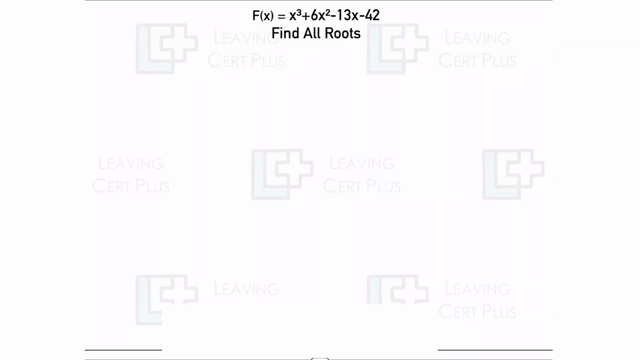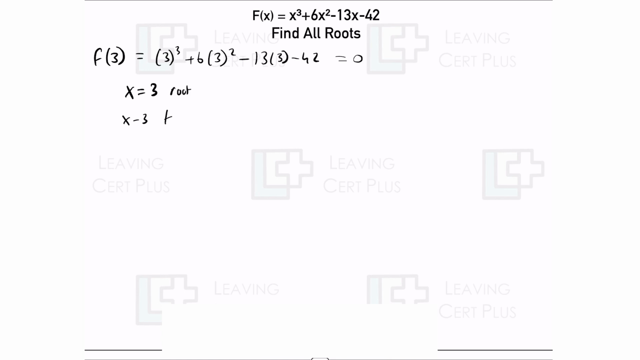So first of all, our first step is to guess our first root. If you tried a couple of answers, you might have found that if you subbed in 3 cubed plus 6 times 3 squared minus 13 times 3 minus 42, that comes out to be 0. So x is equal to 3 is a root, so therefore x minus 3 is going to be a factor.